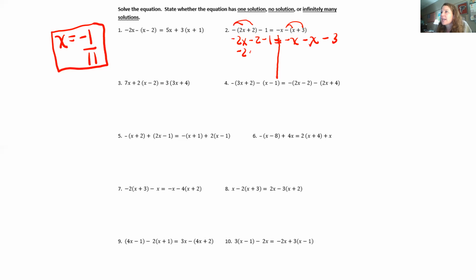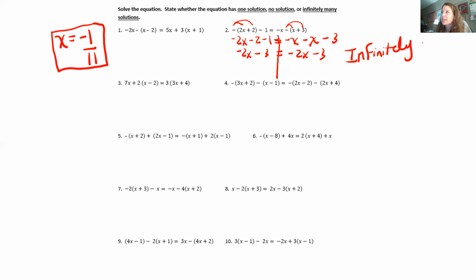So -2x, so we're going to combine -2 and -1. We get -3. -1x plus -1x is -2x. So now stop for a second and notice what we have here. We have the exact same equation on both sides of the equal sign. When you get to a place where you have the exact same equation on both sides of the equal sign, you can stop and you can say your answer is infinitely many solutions.